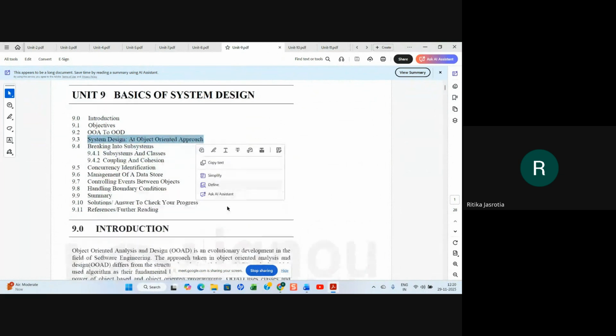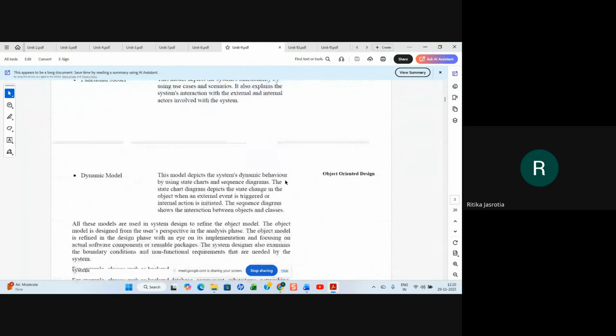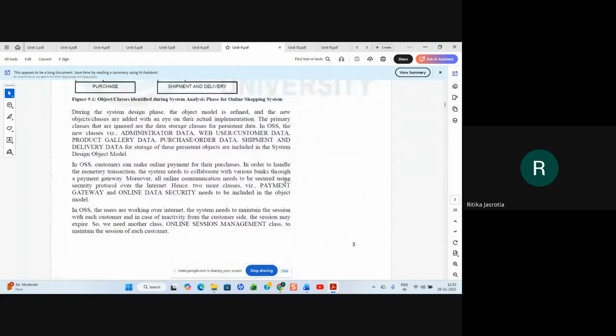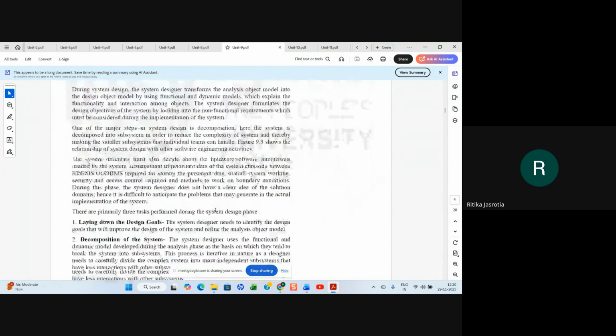This is system design in unit 9. During system design, the system designer transforms the analysis object model into a design object model by using functional and dynamic models, which explain the functionality and interaction among objects. The system designer formulates a design objective of the system by looking into the non-functional requirements, which must be considered during the implementation of the system.